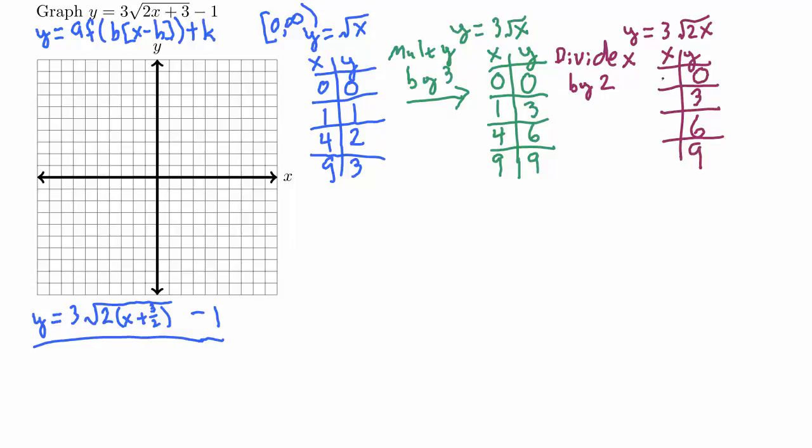But 0 divided by 2 is 0. 1 divided by 2 is 1/2. 4 divided by 2 is 2. And 9 divided by 2 is 9/2.